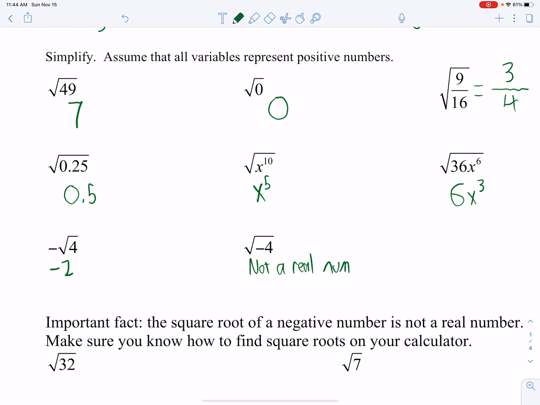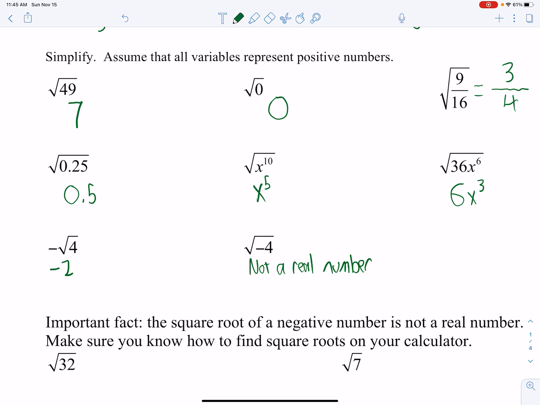It's better not to say no solution because technically when you get to more advanced math classes, you'll study what are called complex numbers where you can find the square root of negative 4. Here it's better just to say not a real number whenever you have a negative number under that square root sign.